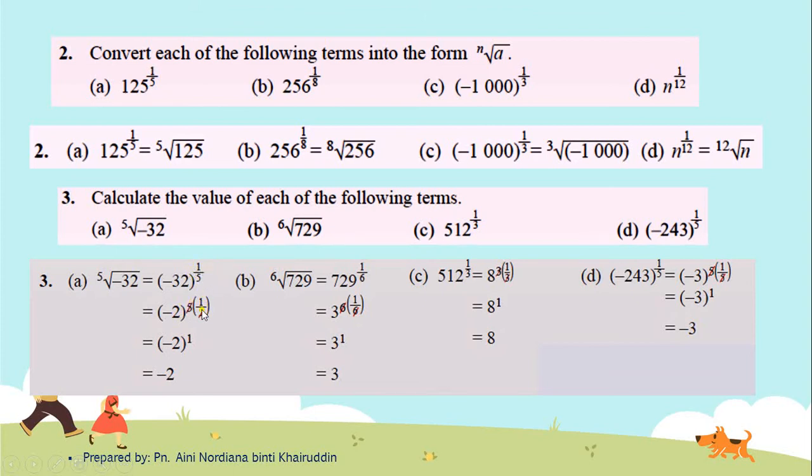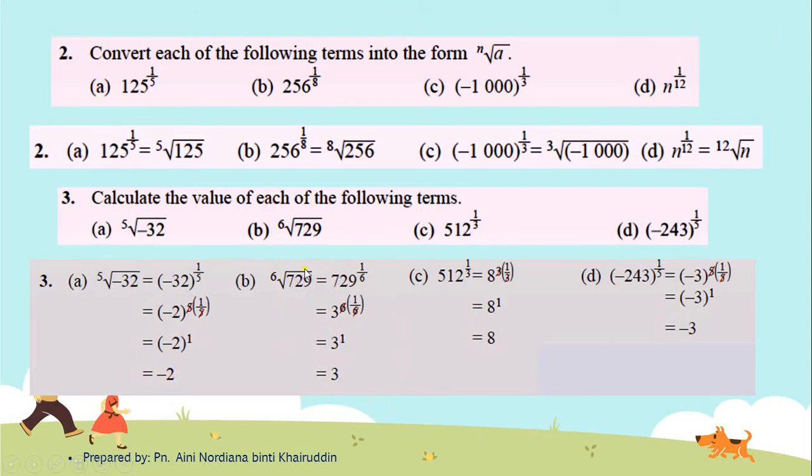Then we use the law of indices of raised to a power. So the powers we can multiply. So 5 times 1 over 5 is 1. So negative 2 to the power of 1. So the final answer is negative 2. This is actually the simple way.